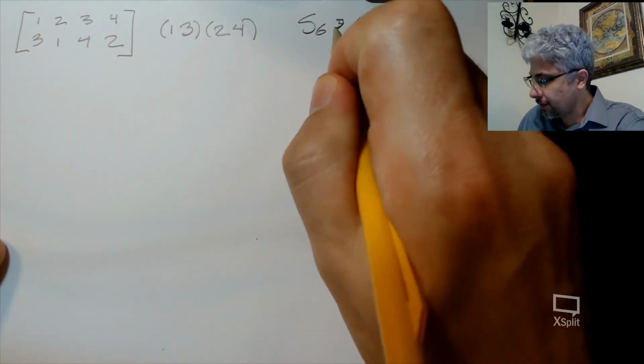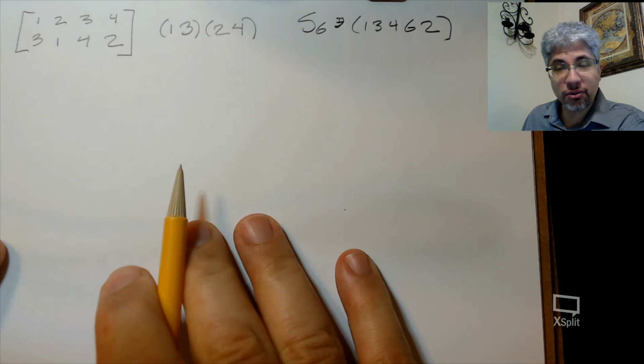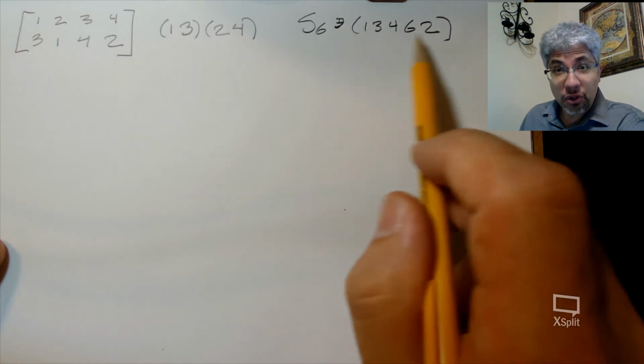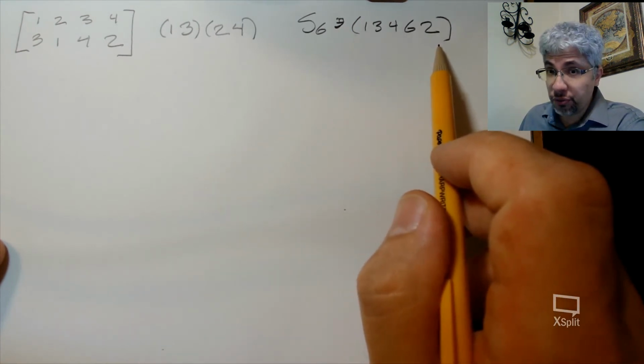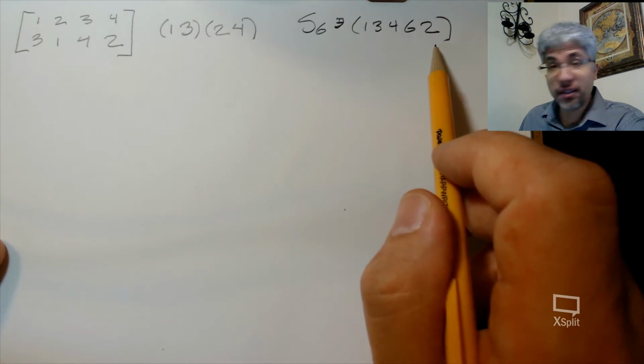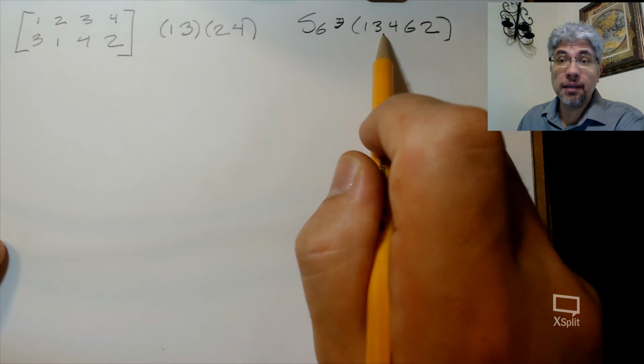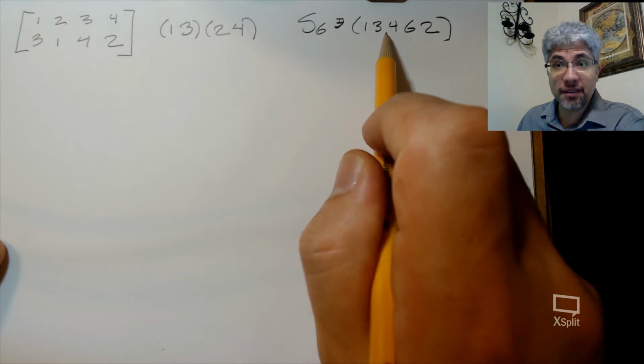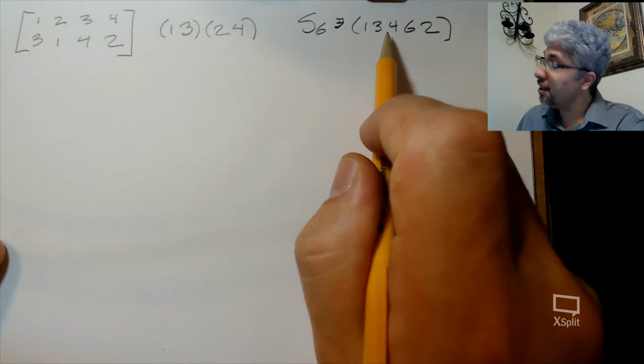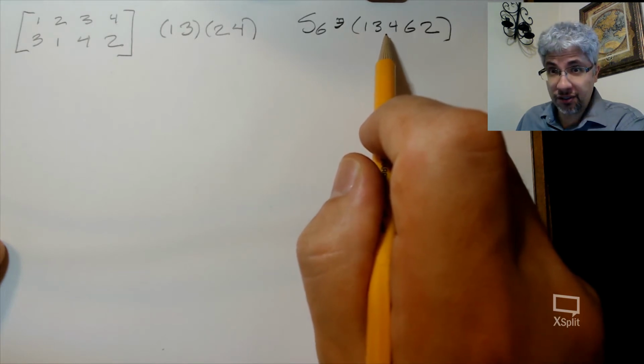So that's a backwards n because I wrote it on the right. (1 3 4 6 2). What's the order of (1 3 4 6 2)? 5. Why? Because it has 5 elements. So 5 elements means this has order 5. That means if I apply this 5 times, I get back to the identity. Anything less, if I apply it twice, 3 times, or 4 times, I do not get back to the identity.